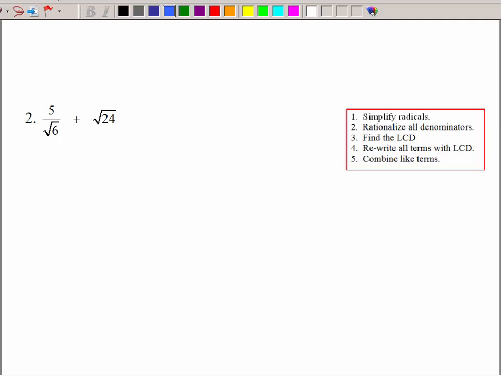Alright, so in example number 2, we're going to simplify those radicals. 6 is just 2 times 3, so I can't take out anything. But 24 is 4 times 6, which is 2 times 2, 2 times 3. Remember, with square roots we're looking for a pair. So I have 5 over the square root of 6 plus 2 times the square root of 6. I'm going to go ahead and put that over 1 since I'm working with fractions.